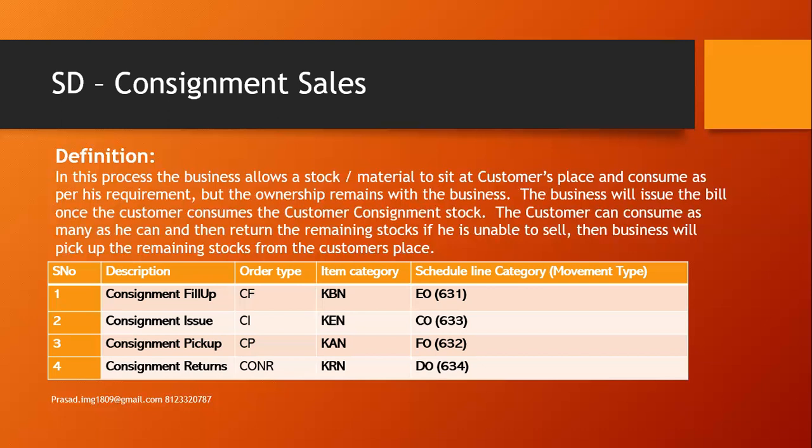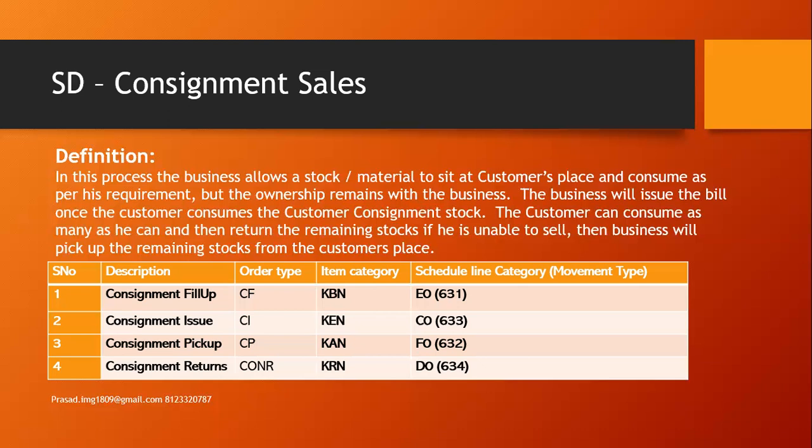Then followed by consignment pickup and consignment returns, which come into the picture when the customer does not want to keep the remaining stocks. First he does the consignment returns with the sales document type CONR and item category KRN, schedule line category B0, and 634 is the movement type. The final step is consignment pickup, where we pick up the stocks from the customer, with the sales document type CP in the SAP SD module, and item category KAN. The schedule line category is F0 with movement type 632.